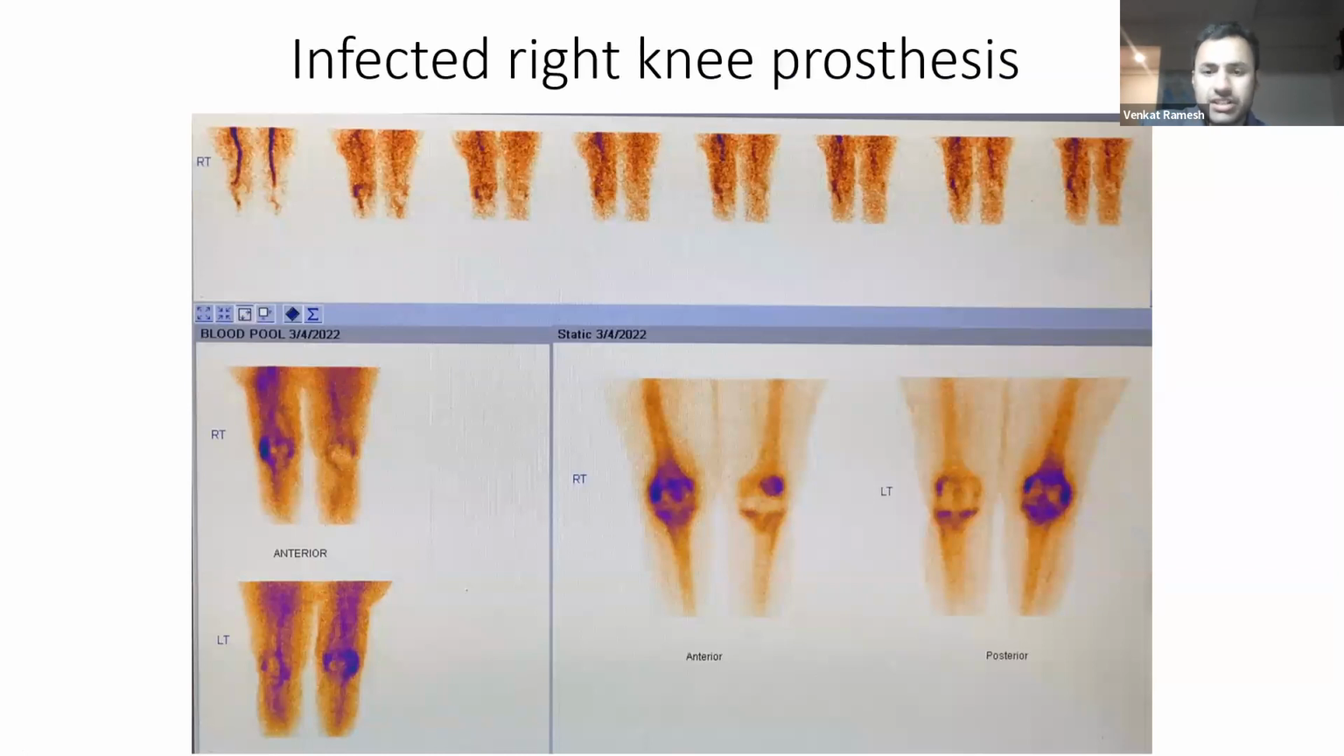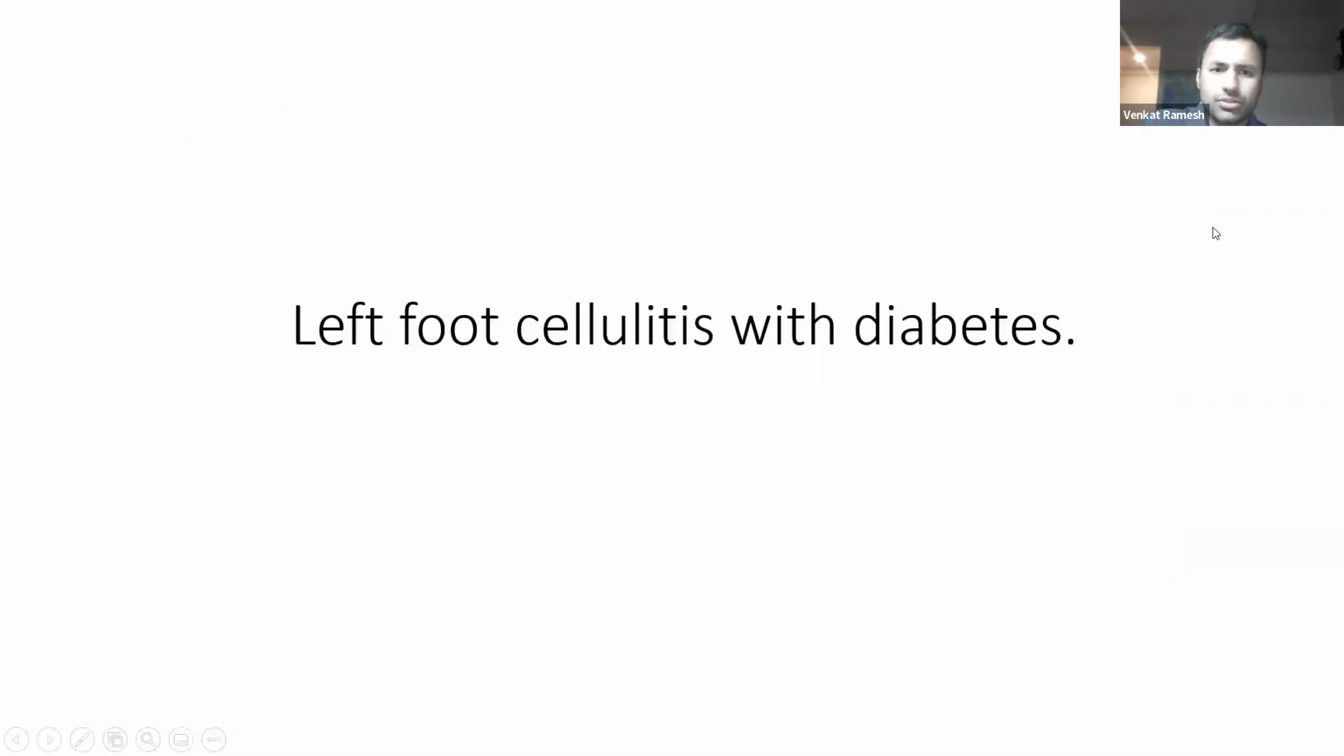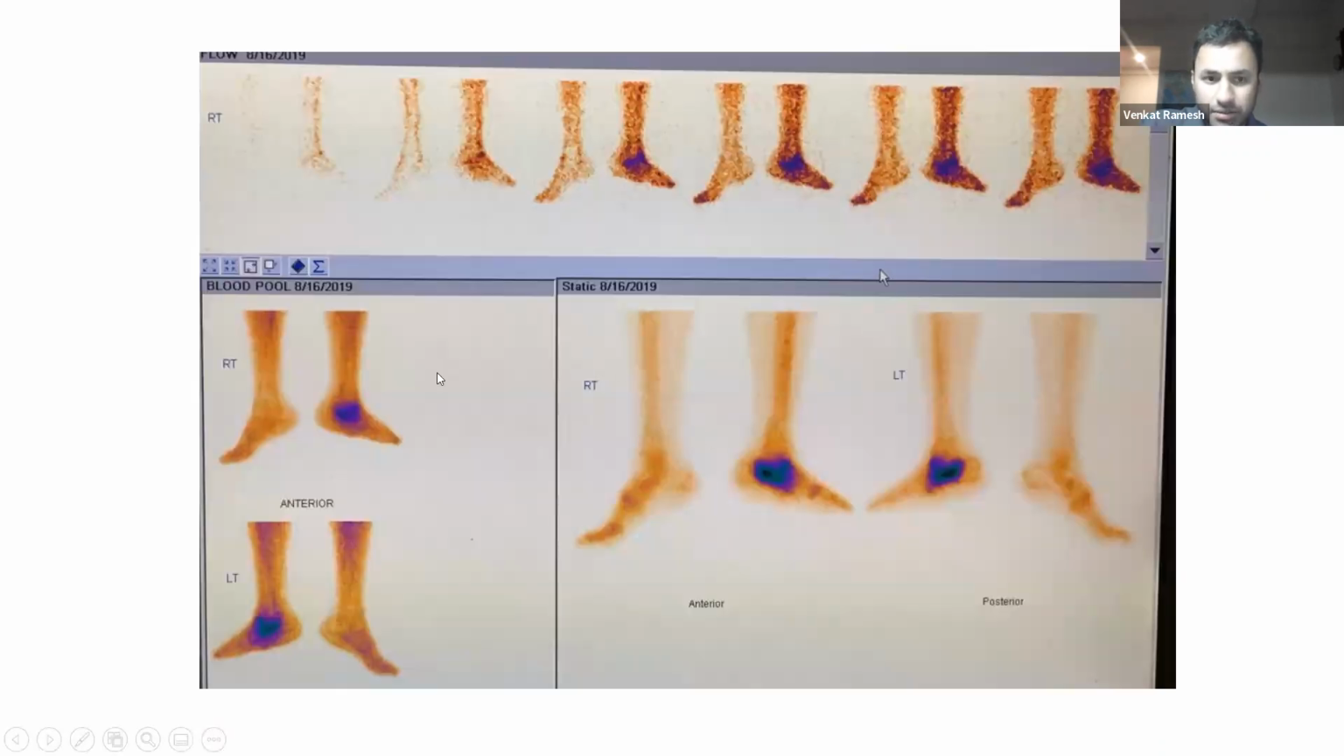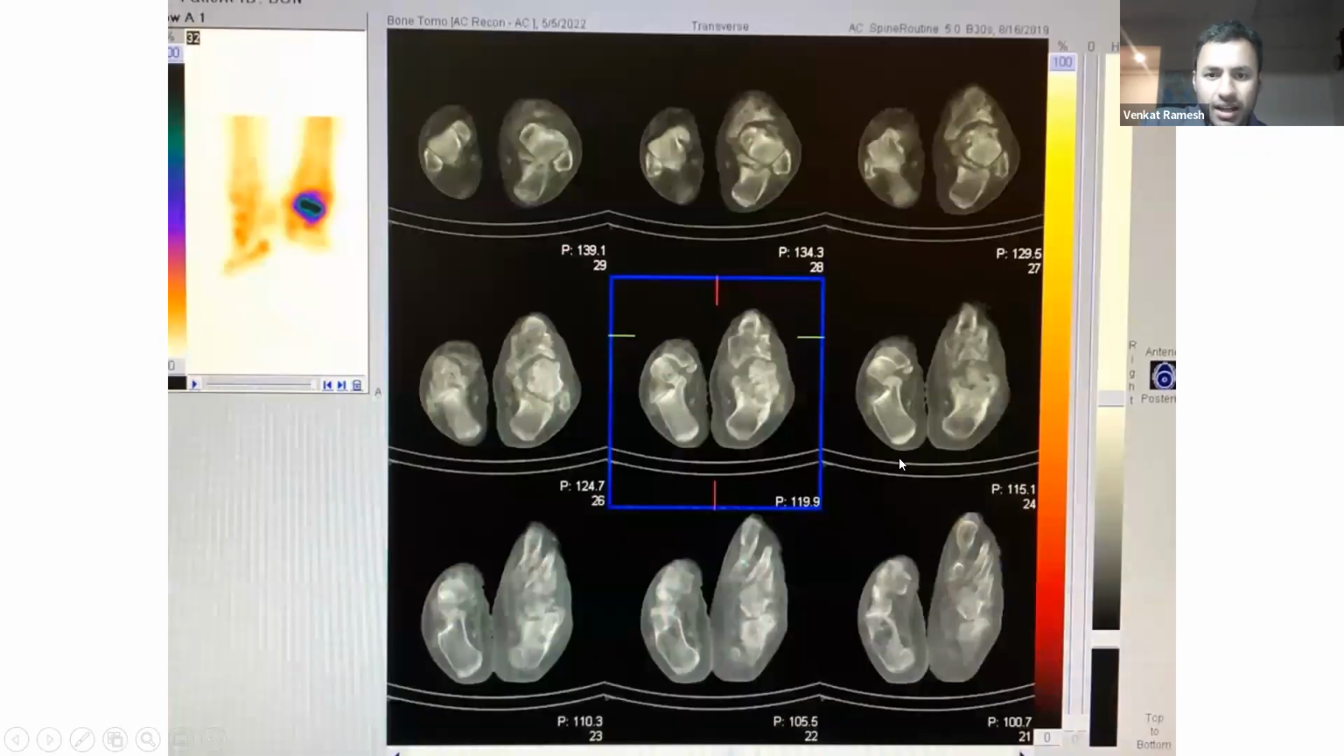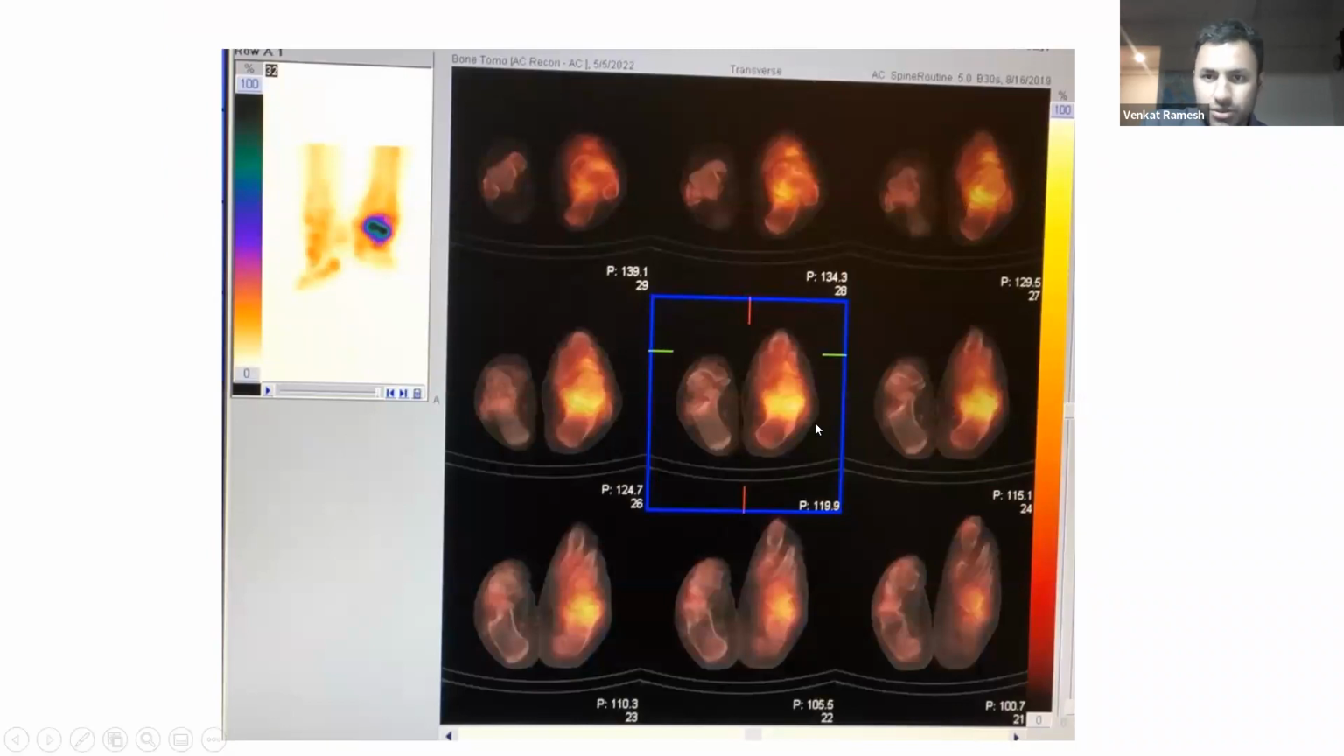Prosthetic joint infections, again, very often seen. And this is just one case of an infected right knee prosthesis. Then there was another case where a patient had diabetes and presented with cellulitis involving the left foot. And you can see this kind of calcaneal involvement here. And just go ahead.